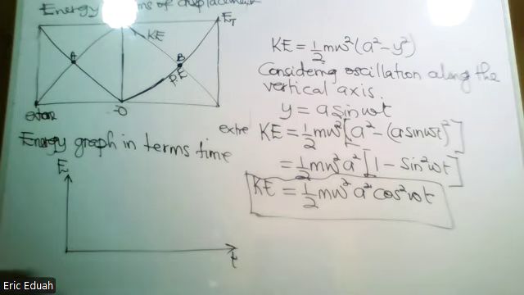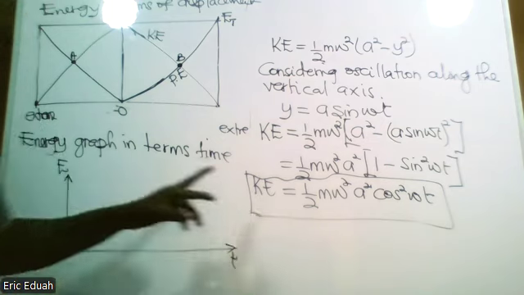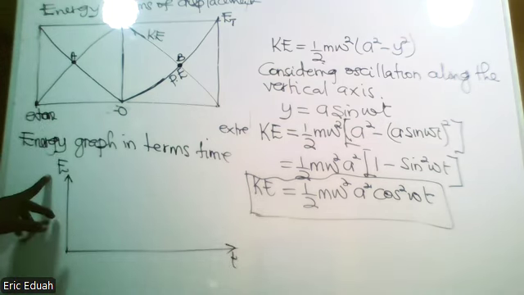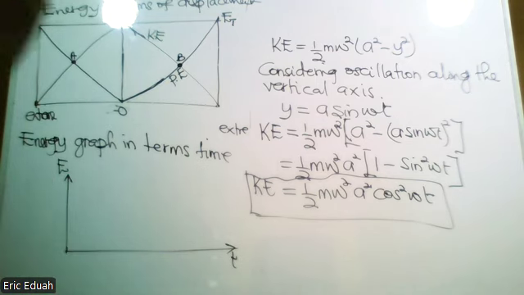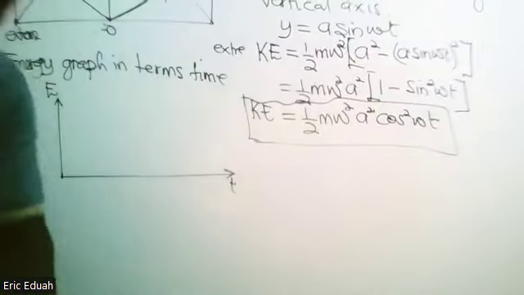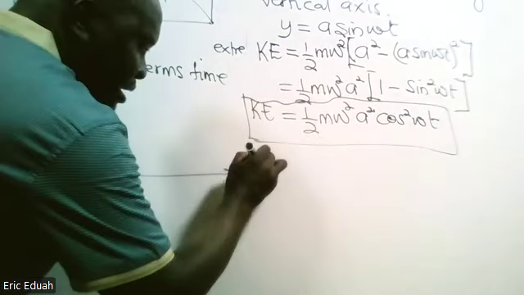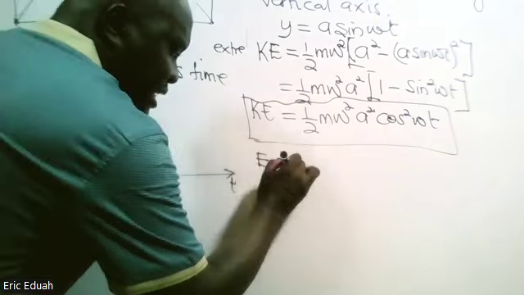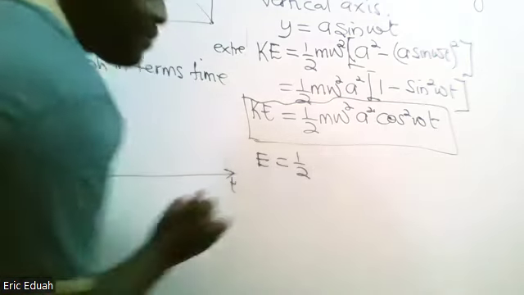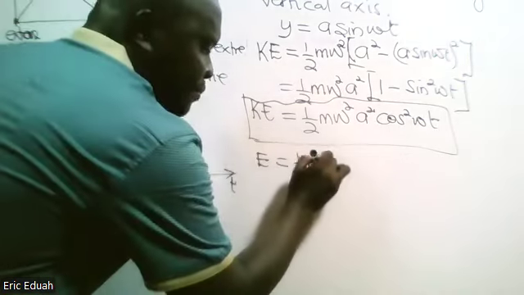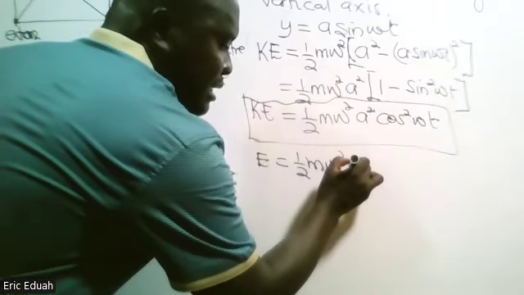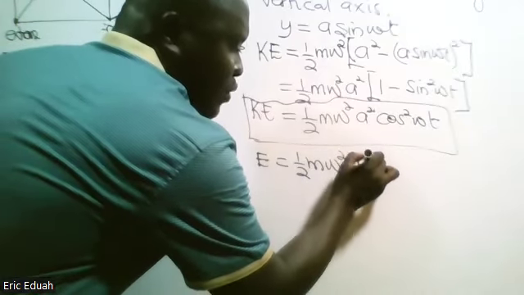So we are going to use this to plot energy against time, kinetic energy against time. Let's look at how potential energy would also be. Elastic potential energy is given by half m omega squared times y squared.